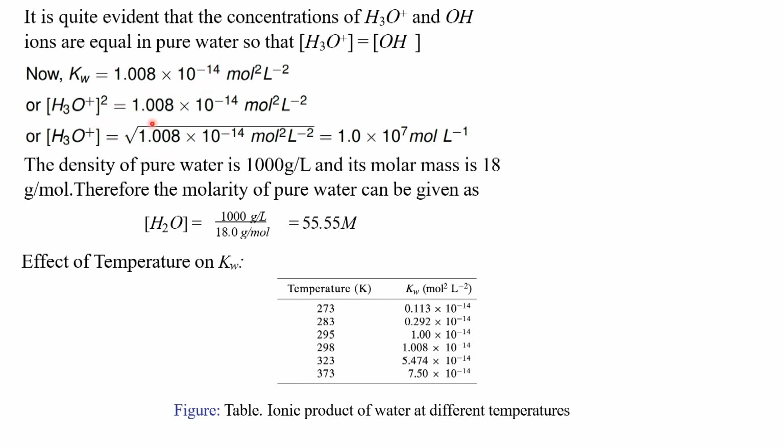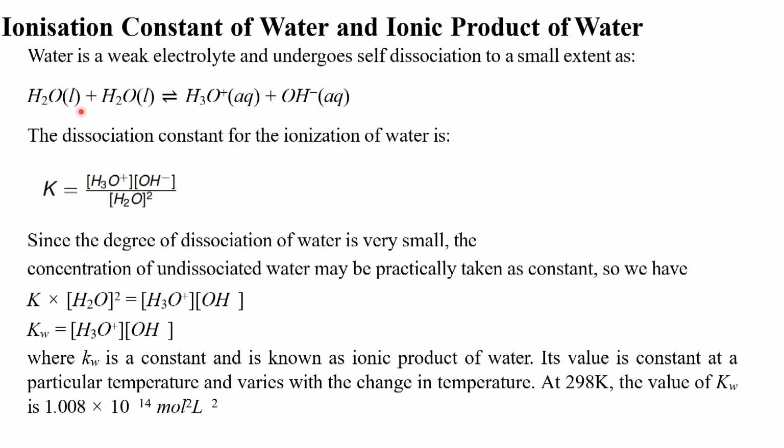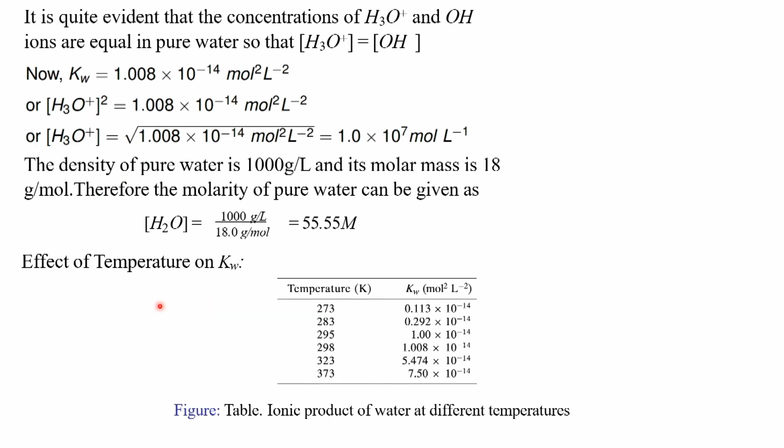So instead of the concentration of OH minus and H3O plus here, we can replace the concentration of OH minus by H3O plus, because the concentrations of H3O plus and OH minus are equal. So we get the concentration of H3O plus is 1 times 10 to the minus 7 moles per liter. The density of pure water is usually 1 gram per centimeter cubed, or 1000 grams per liter, and its molar mass is 18 grams per mole.